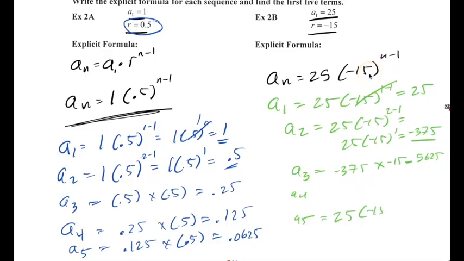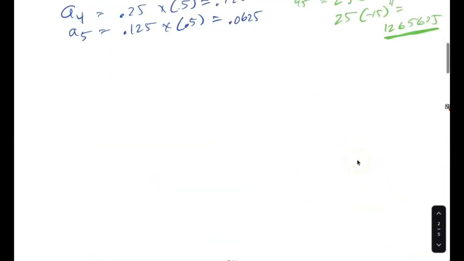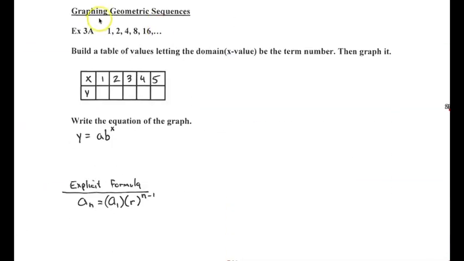25 times negative 15 to the 5 minus 1, which would be 25 times negative 15 to the 4th. All that together, I'm just using a calculator because I don't know what that is. 1265625. That's how you use an explicit formula. Just plug it in anytime, any number you want. If you want to use the recursive formula, you just keep on multiplying your answer by the common ratio, and you keep on going one by one. Okay, with that in mind, let's talk about graphing geometric sequences.